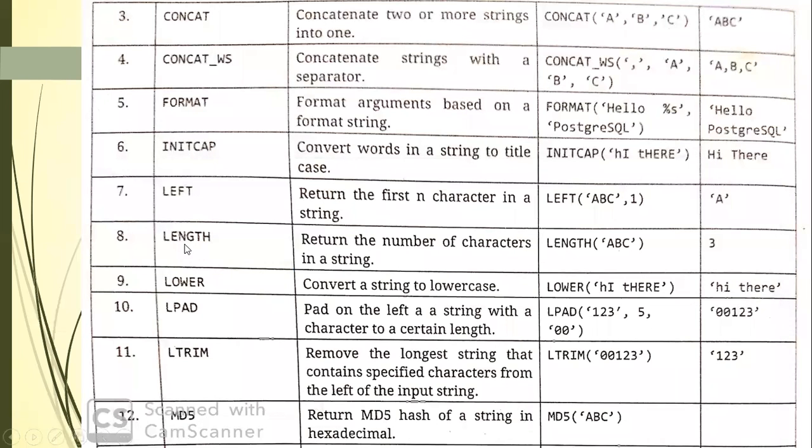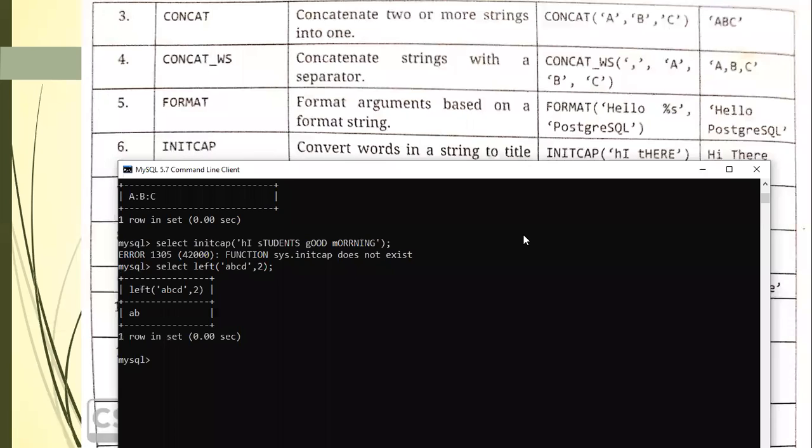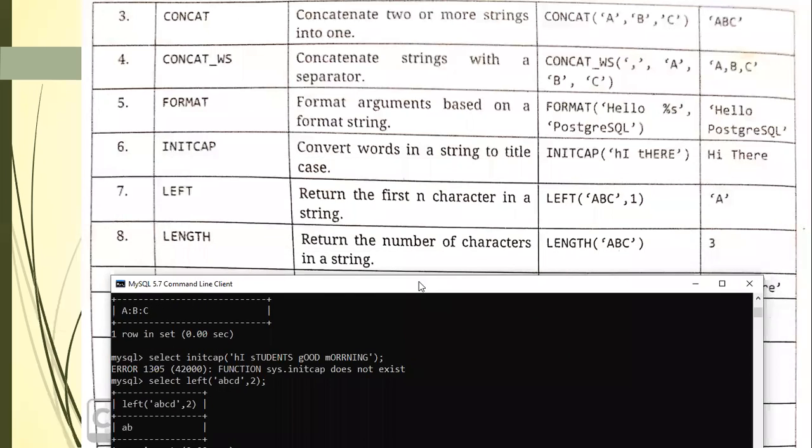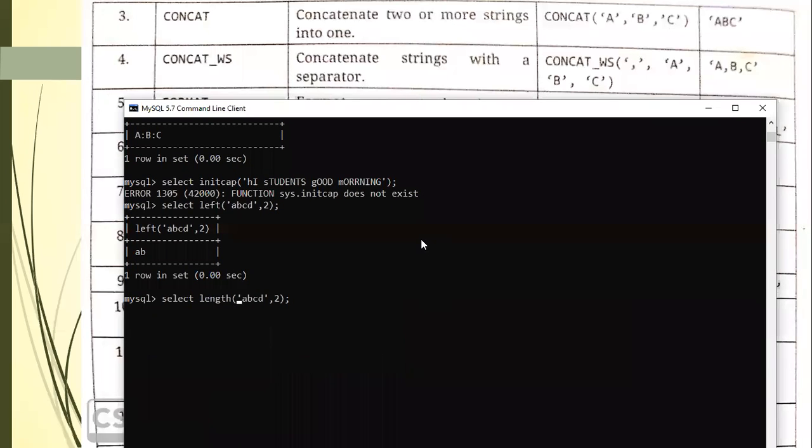Length function, now it returns the length of a string. This is the most important function and we mostly use it in SQL. Length of ABC, what is the length of this string? That will be calculated and returned. The number of characters is nothing but the length of the string. Here there are 4 characters in the given string, so we will get the result as 4. This is the length function.